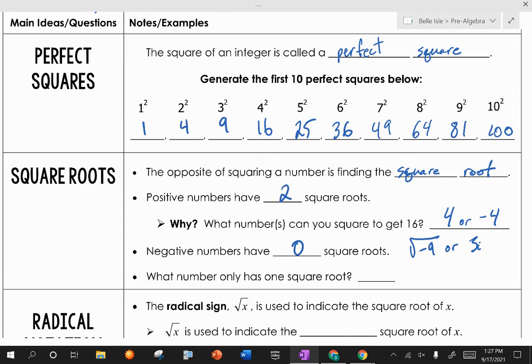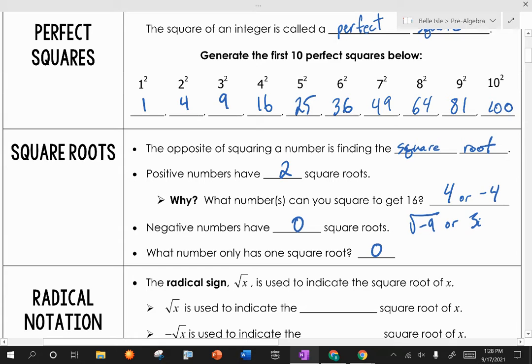What number has only 1 square root? Negative and a positive. Levi, what's the answer? So 1, 0. I said 0. Wait, but what about 1? No. 1 has multiple. It does? Yep. Because what is the square root of 1? 1. It is 1 or -1. Oh. Okay.